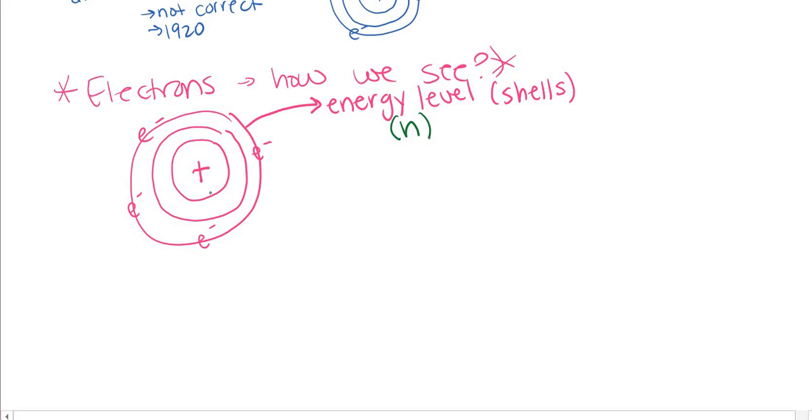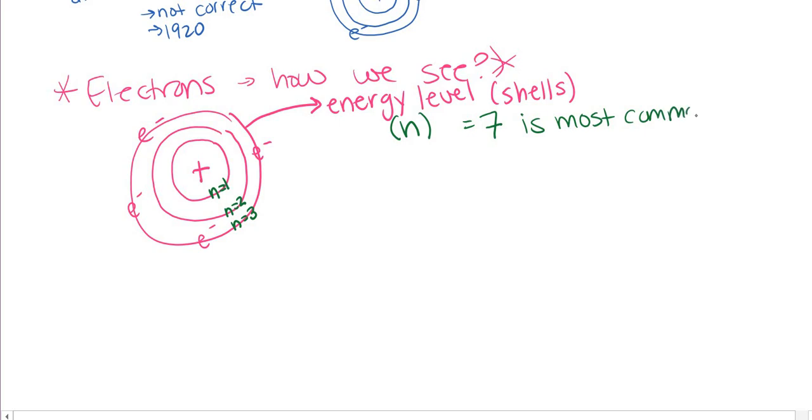The closer to the nucleus, the lower the number. So this energy level right here would be n equals 1. Then here we'd have n equals 2, n equals 3. So every energy level you come to outside of the nucleus, you go up by 1, and this can go on for infinity. You can have as many energy levels as the atom needs based on the electrons. Right now, 7 is the most common.